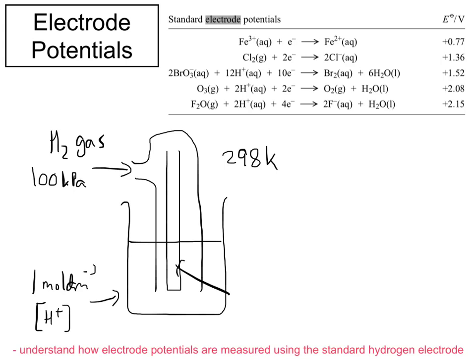and as I said before, you use platinum electrodes, or a platinum electrode. And once that's connected up to, say, the Fe2 plus Fe3 plus electrode, you will get an EMF value of plus 0.77, and so on for all of these.